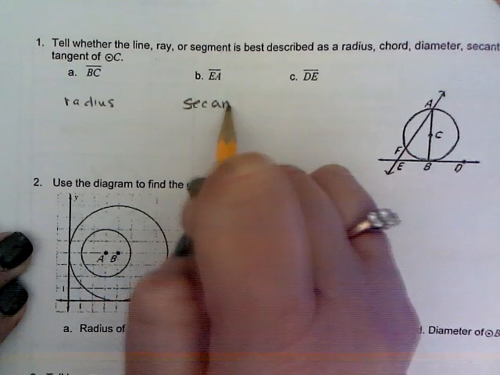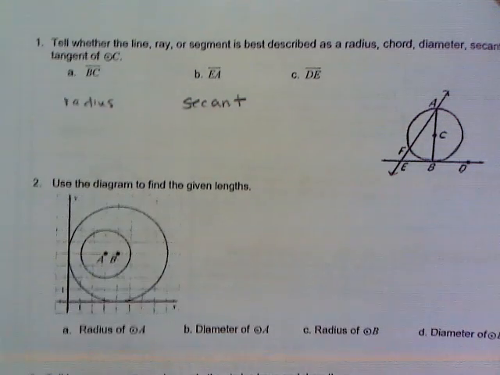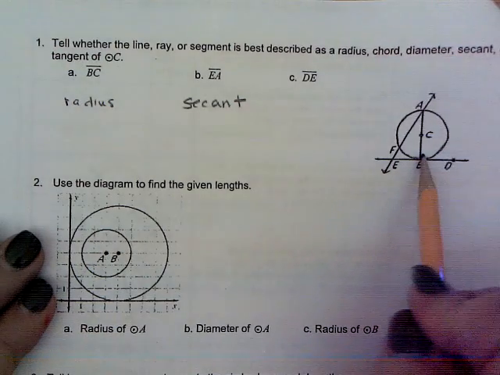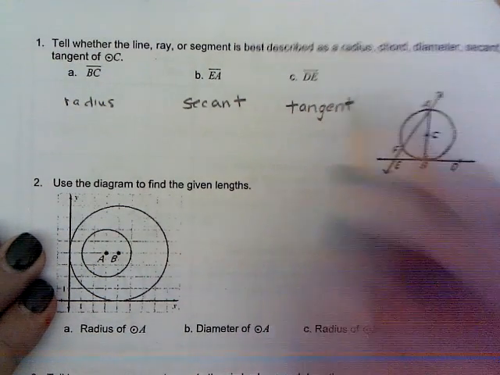Why is it a secant? It's a line that crosses my circle twice. Remember, a secant cuts my circle twice. So because it cuts the circle twice, it is considered a secant. What about line DE? It's tangent because it only cuts my circle once, so it's considered a tangent. And as I said, tangents are always on the outside.